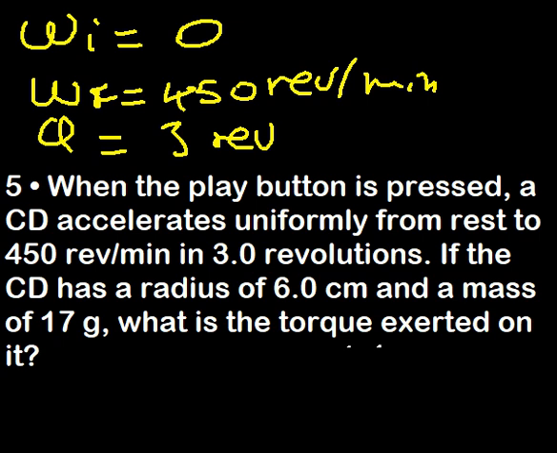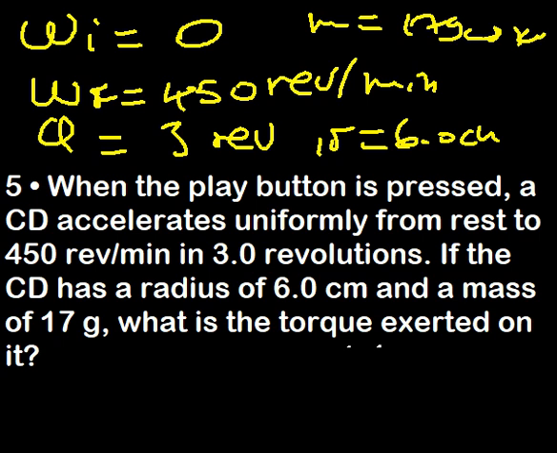If the CD has a radius of 6.0 centimeters, which has to be in meters as well, and a mass of 17 grams, which has to be in kg, of course, what is the torque? The torque should be found using the formula for angular acceleration as well as the moment of inertia, since we have been given the mass. So try to see how best you can go for that.